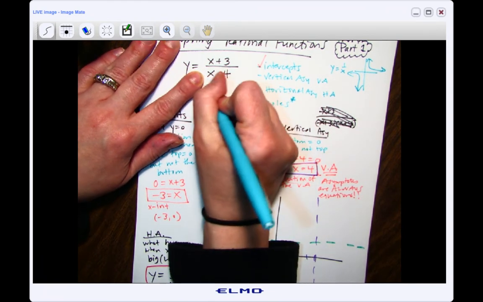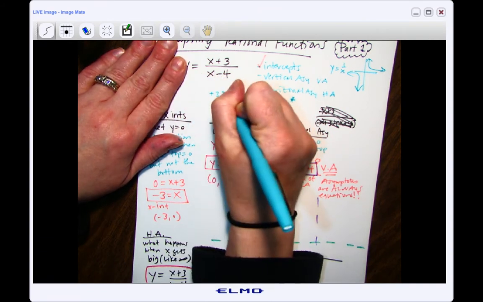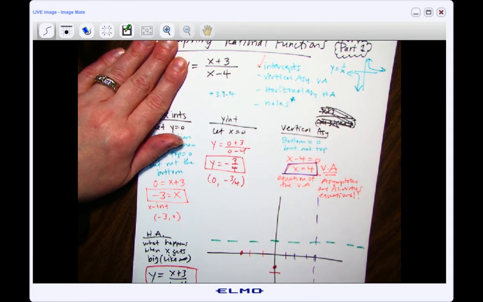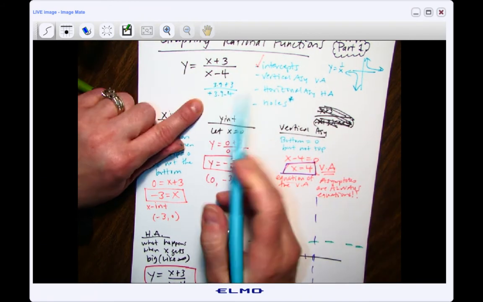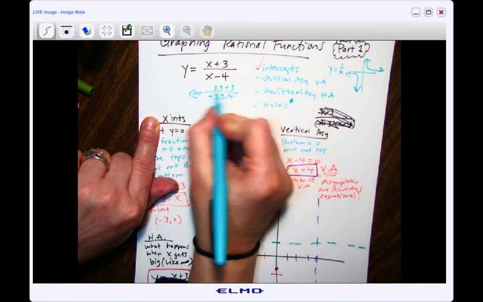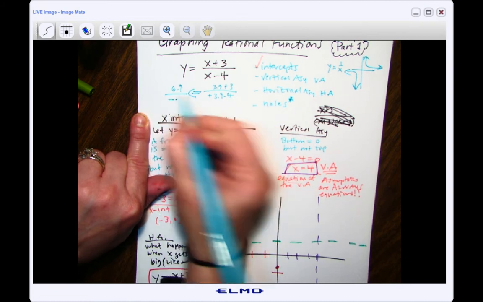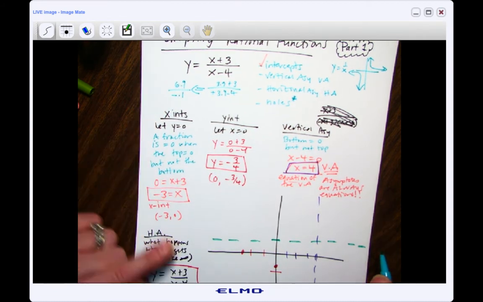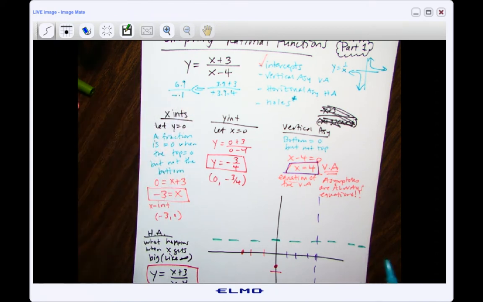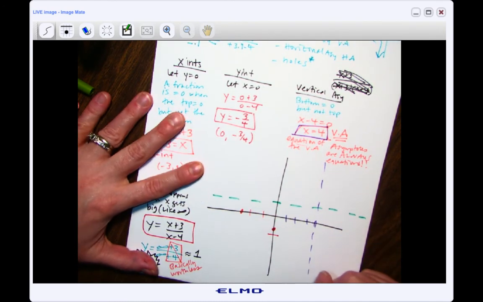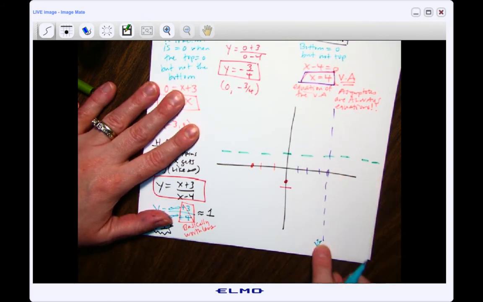Think about if I put in a positive 3.9, because we're talking about on this side of 4. And a positive 3.9 on top. I'm going to have a positive number on top, a positive 6.9, and on the bottom I'm going to have a negative 0.1, right? So that number is a big negative, right? And it's going to get to be a bigger and bigger negative. So it's going to start to go down like this on this side. It's going to start to get close to this asymptote and go down like that.